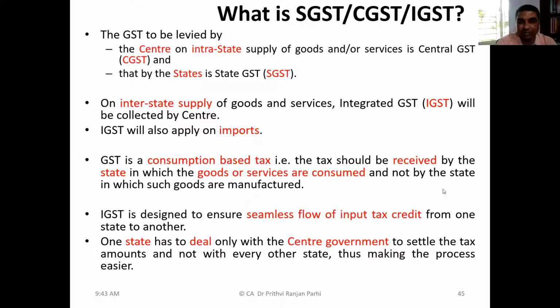Now, friends, this dual tax system, or the concept of IGST, which is levied on interstate supply. Because of this IGST system, a seamless flow of input tax credit is assured. Input tax credit can be easily availed because of the concept of IGST. Because what happens in case of an interstate transaction? If you have purchased something, you are supposed to take the credit on that. That is the concept of GST.